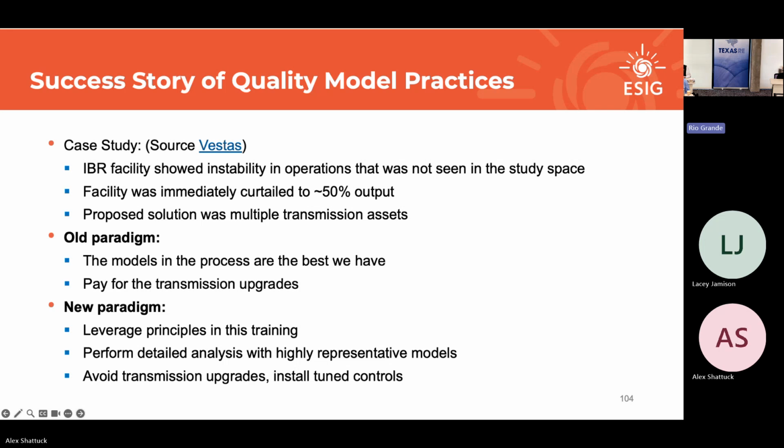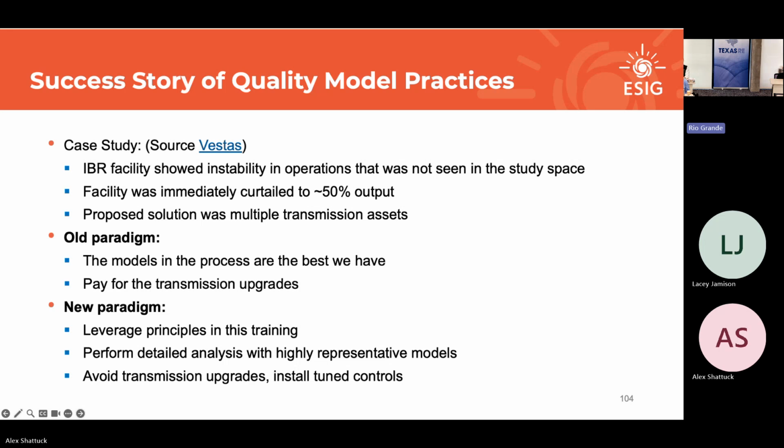So in the current paradigm, or the old paradigm, I'm saying optimistically here, we would say, hey, we really trust the study process. Models are the best representation we have. I guess I'll eat the cost and I'll build the transformer. Sometimes, a lot of the time, right? We're trusting that. The new paradigm is look into it.